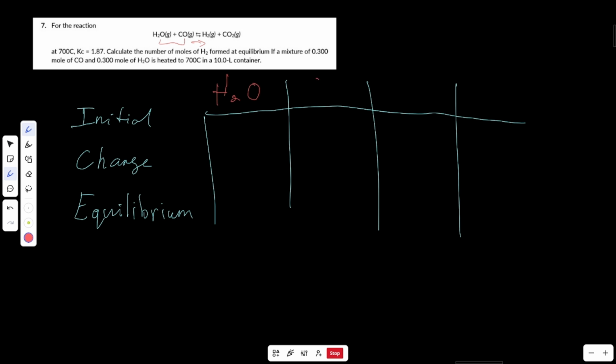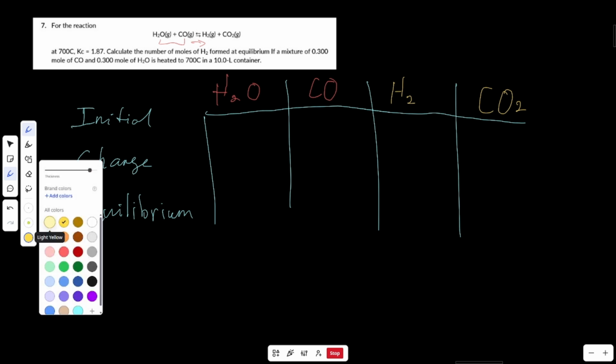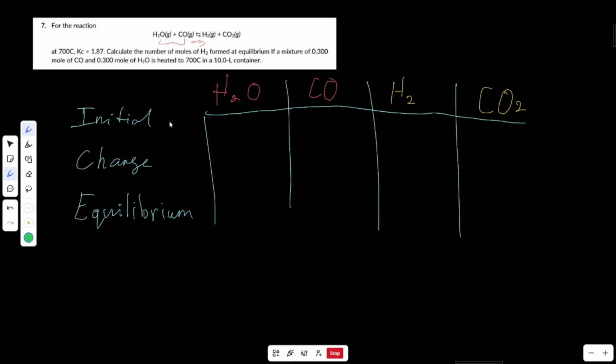H2O and CO. And then on the right is our products, which we will use a yellow pen for. So we have H2, we have CO2. Now, the next step here is to write the initial concentration. All of these are referring to concentrations.